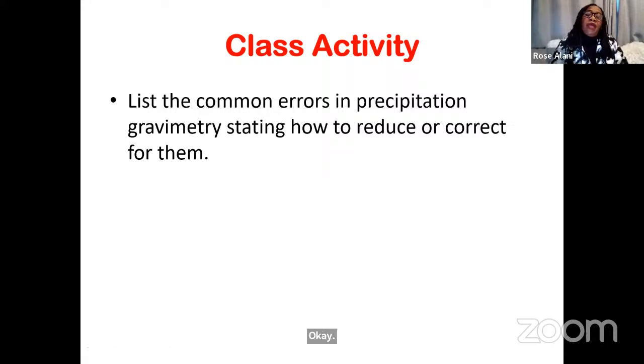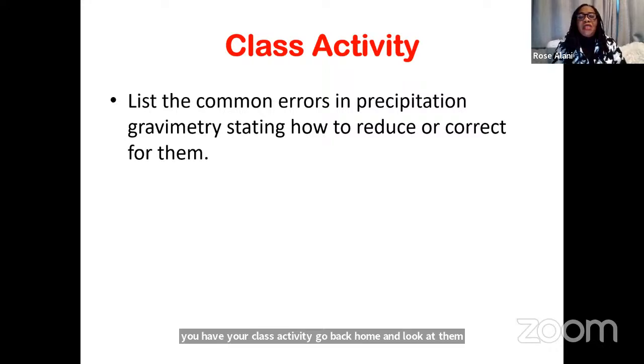So you have your class activity. Go back home and look at them. List the common errors in precipitation.